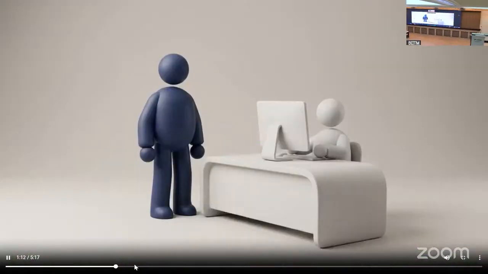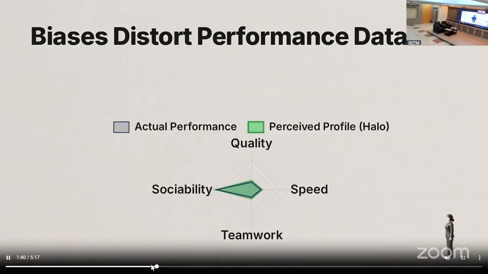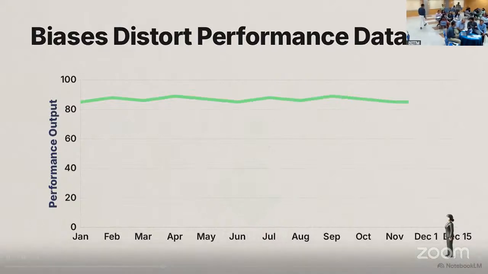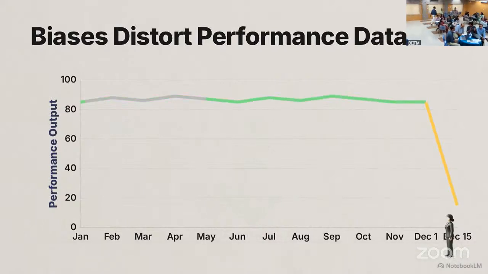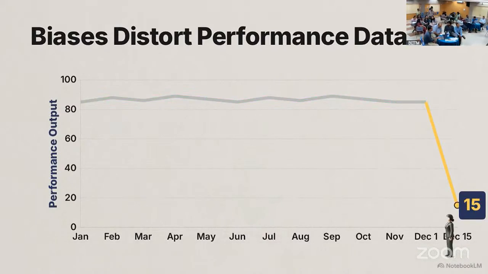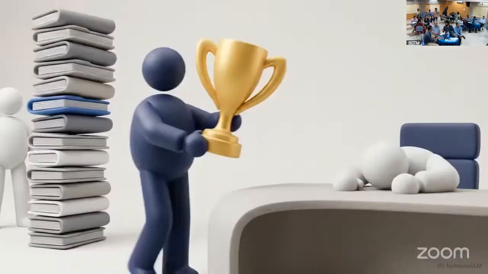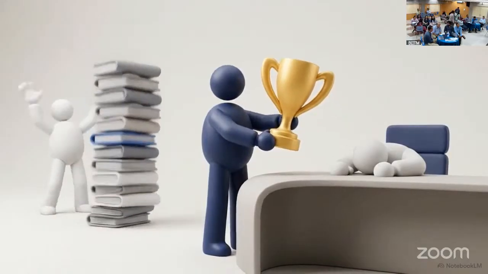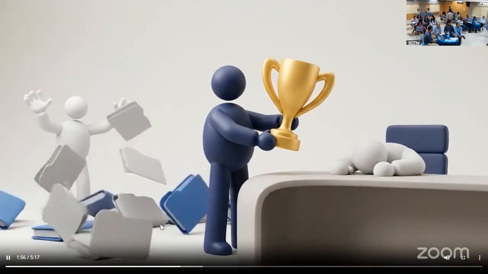Employees and managers do not react to an objective reality. Leaders mentally delete almost an entire year of consistent effort, choosing instead to judge the employees solely on whatever they did in the final 2 weeks leading up to the review. When managers fail to identify and correct these specific cognitive distortions, they end up rewarding the wrong behaviors.